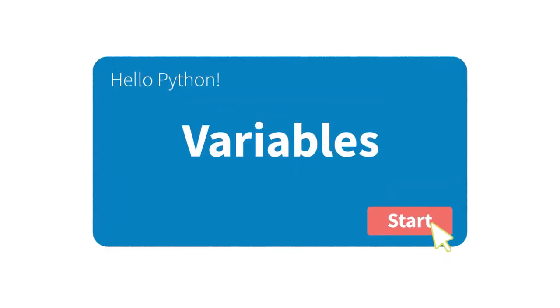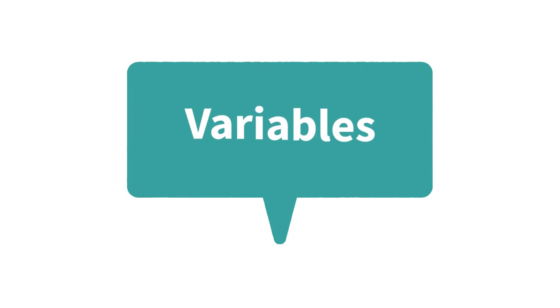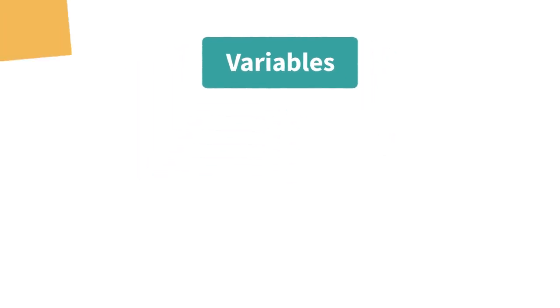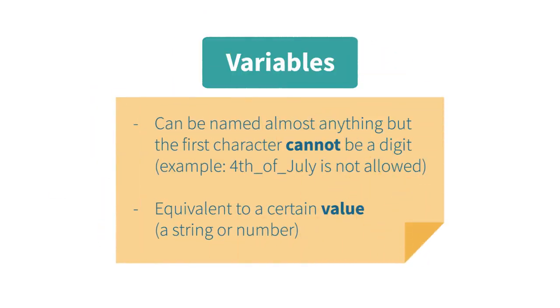Variables. Variables are containers for data. They can be named almost anything. There are not many restrictions except that the first character of your variable name cannot be a digit. Variables are equivalent to a certain value, which can be a string or a number.